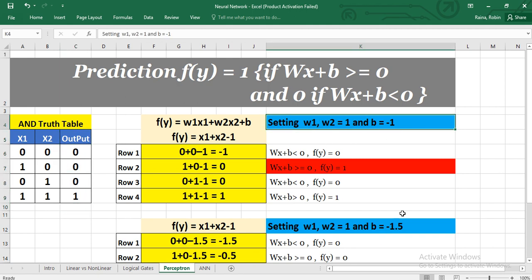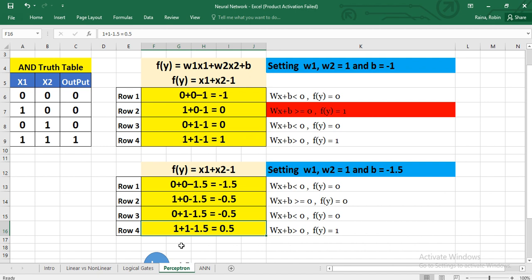Let us try to change the bias from minus 1 to minus 1.5 and do the same activity again by passing the parameters. Simple. Now the condition that failed earlier, let's take the same condition. x1 plus x2 plus bias of minus 1.5: 1 plus 1 minus 1.5, the outcome is 0.5. So is wx plus b greater than or equal to 0? Yes, it is greater than or equal to 0, so the outcome is 1.